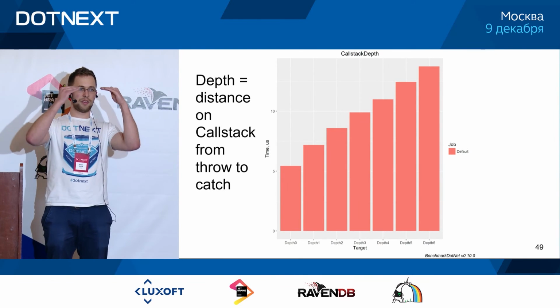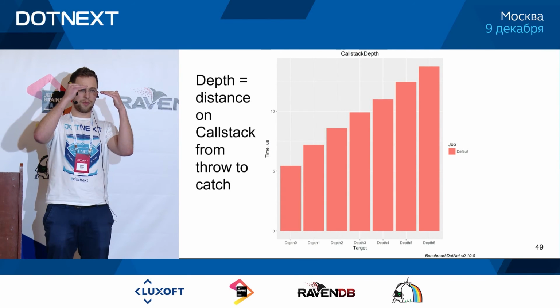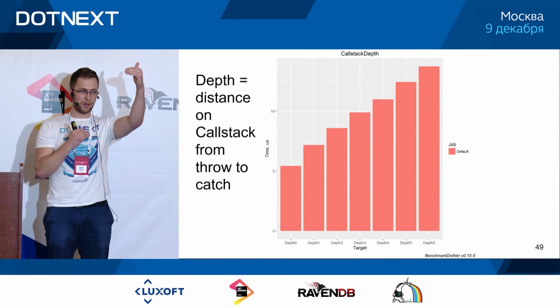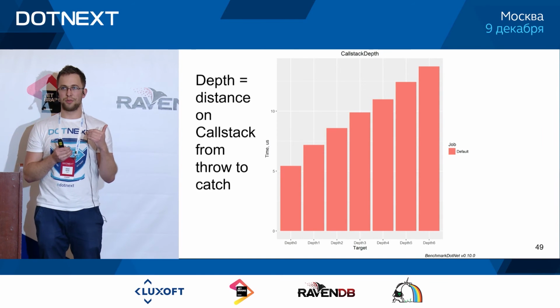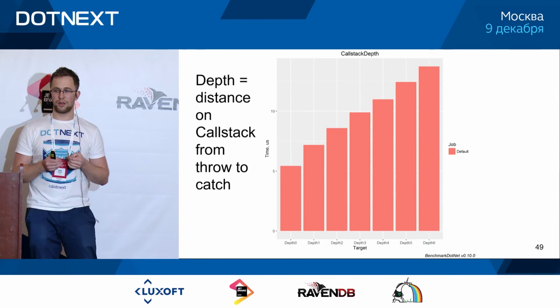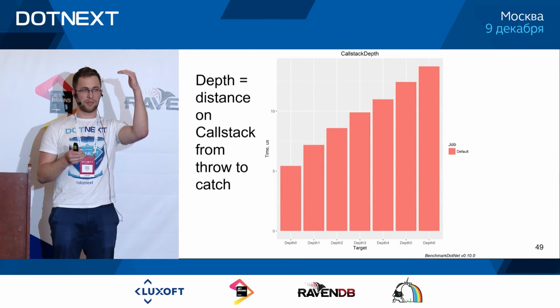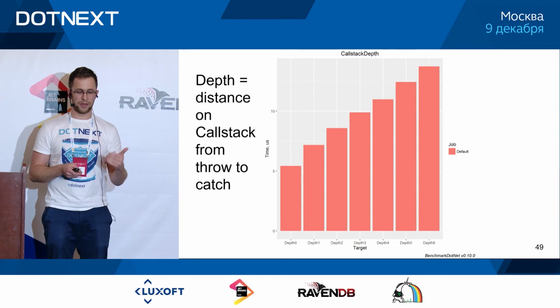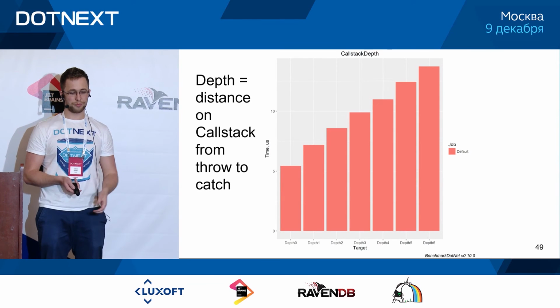So if the catch is just on the same line, the cost is different. But if we have a catch and a few methods in between the catch and the throw, then we have a different distance. And the CLR, when it's handling exceptions, is looking through the stack and searching each one for exception handling blocks. So usually we don't pay 5 milliseconds, but more, something like 10.